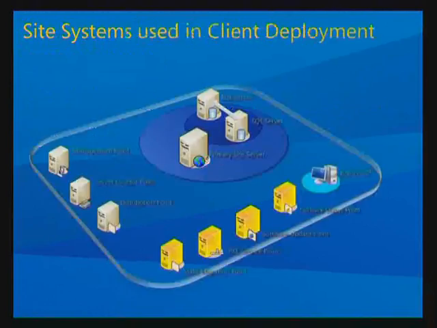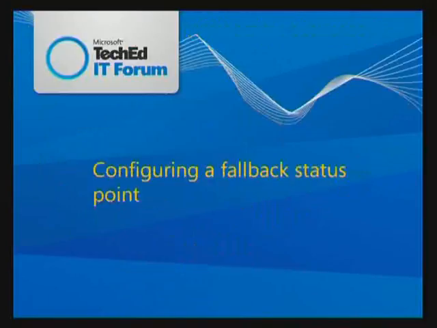Okay, so here's just a graphical representation of those site systems. On the left-hand side, those three in the white are the ones that you knew from SMS 2003. The gold or yellow ones, whatever color you want to call it, are the new ones for configuration manager that are used. Okay, so let me show you.